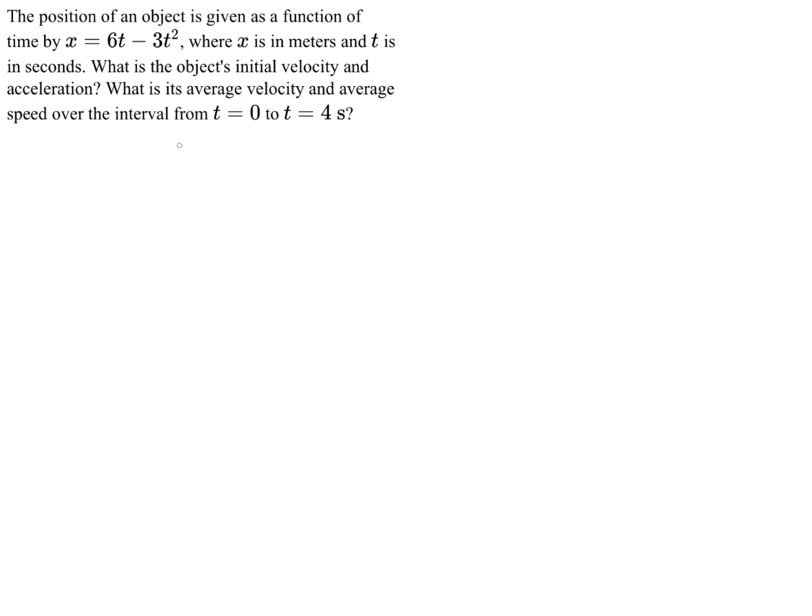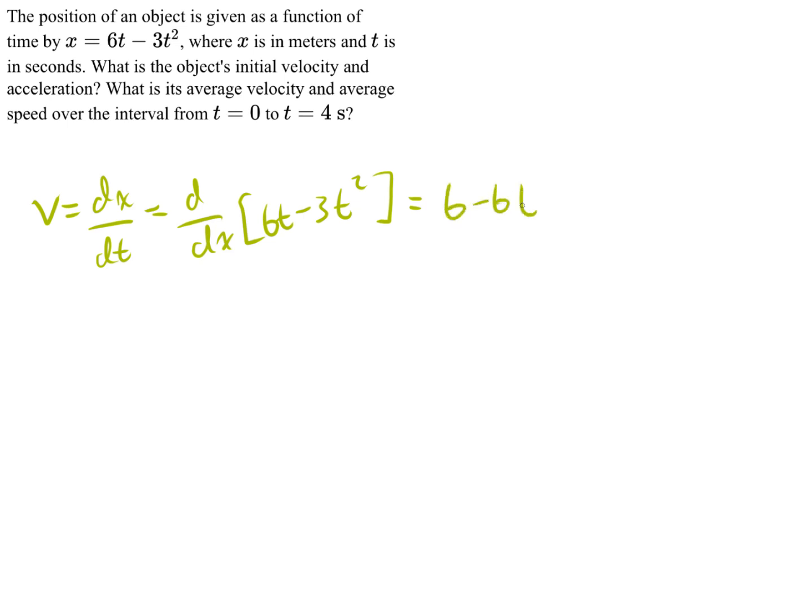So let's start with the first one, where it asks for the object's initial velocity and acceleration. We know that velocity is the rate of change of the position with respect to time, or the derivative of the position function with respect to time. So to get the function for velocity, we simply take the derivative of the position function, 6t minus 3t squared. If we solve this, you should get that the function for velocity is simply 6 minus 6t.